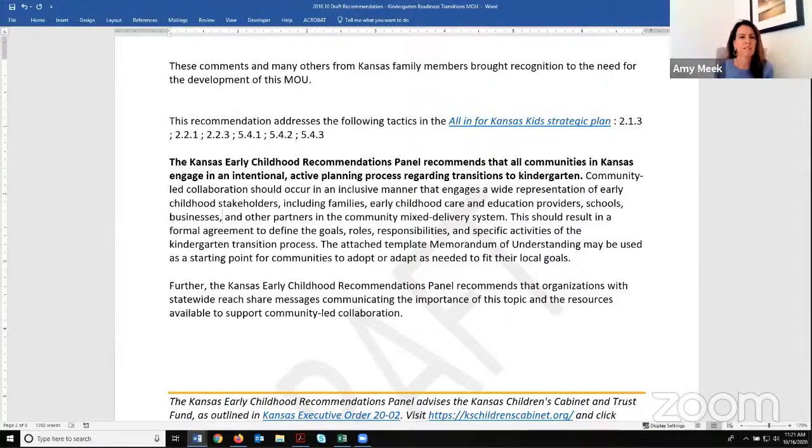This is Amy Meek. We have, on the last sentence, the attached template, the attached toolkit.